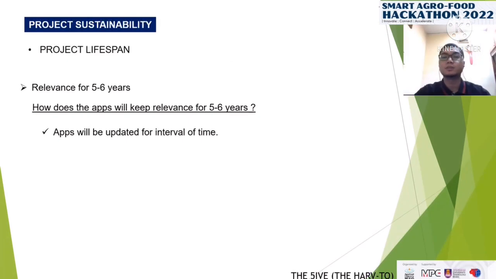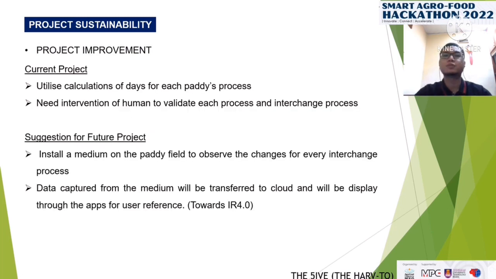The application is estimated to remain relevant in the market for 5 to 6 years. This is because the operating system for the app can be updated depending on the needs and the technology of the time. As for improvements, the current project does have room for improvement. Our suggestion for a future project is to install a medium such as a sensor or a mini camera on the paddy field to monitor the change of process for the paddy.